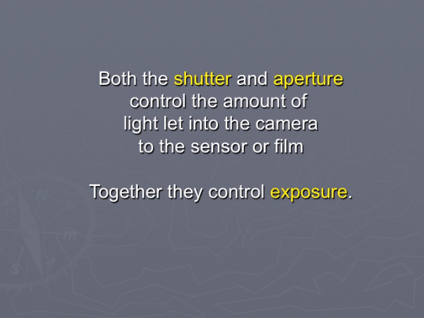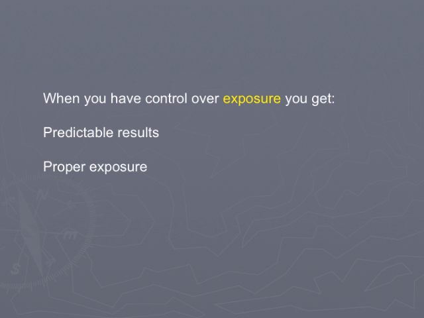So we're using both the shutter and aperture to control the amount of light getting into the camera to the sensor, and both of those together help control the exposure, okay? And when we have control over the exposure, we'll be able to get more predictable results in our pictures, and we're gonna get proper exposure in our pictures. Okay, so you're asking, well, what's proper exposure?